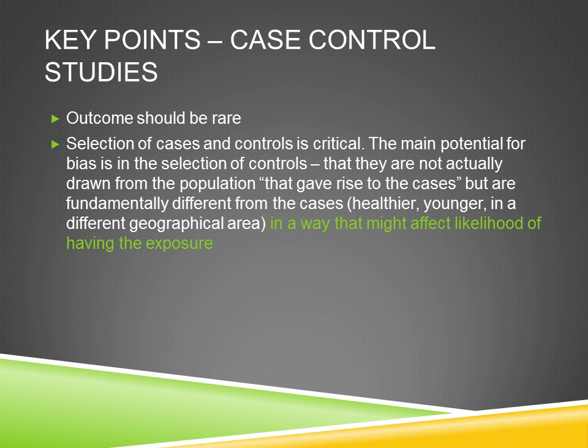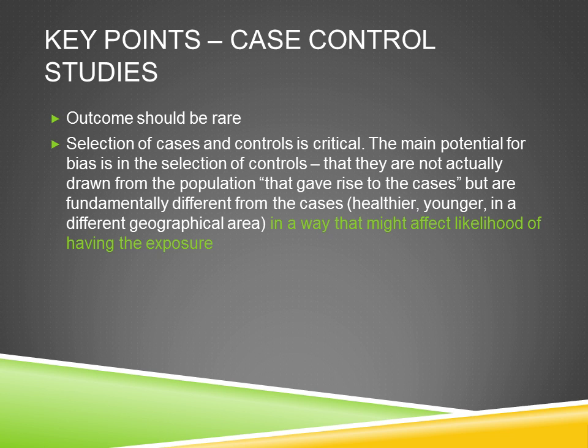The key points to remember in case control studies is that they're really only useful when the outcome is rare, and that's because of a thing about odds ratios that we'll talk about later. The selection of cases and controls is really critical. So the main potential for bias in case control studies is selecting the wrong controls, that they're not actually drawn from the population that gave rise to the cases, but they're fundamentally different from the cases in some way. They're healthier, they're younger, they live in a different geographical area. And the problem is that that way might affect their likelihood of having the exposure.